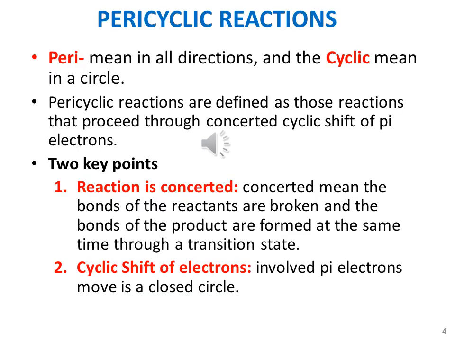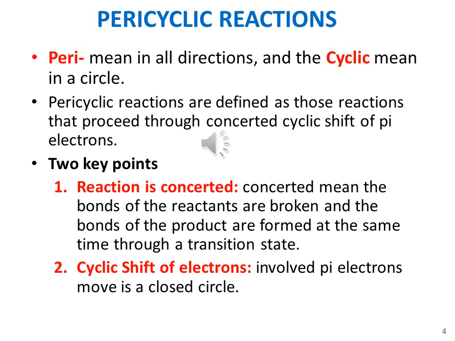The word pericyclic is composed of two words. Peri means in all directions, all around, and cyclic means in a circle. So in organic chemistry, pericyclic reactions are defined as those reactions that proceed through a concerted, I am saying concerted, cyclic shift of pi electrons. So I have emphasized two key points in the definition of pericyclic reactions. The first is that the reaction should be concerted.